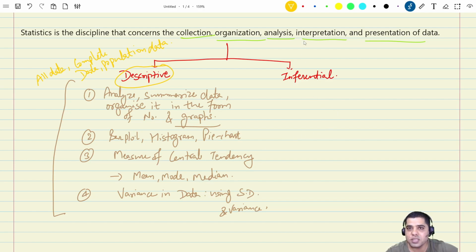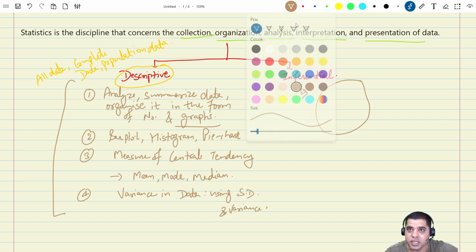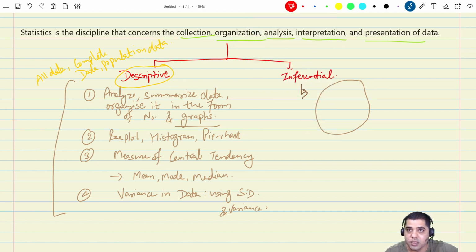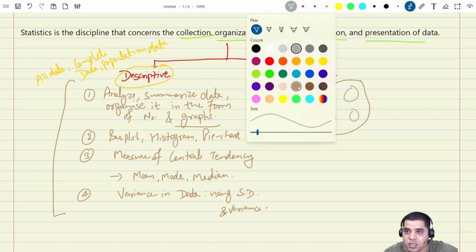Whereas if you talk about inferential statistics, as the name suggests, we try to infer something hidden in the data. We have limited data, but we try to infer from that limited information about the larger population. Normally, let's say this is our entire population, and inside this population we have different samples. Let's assume sample 1, sample 2, sample 3, sample 4. Based on these samples we try to infer.